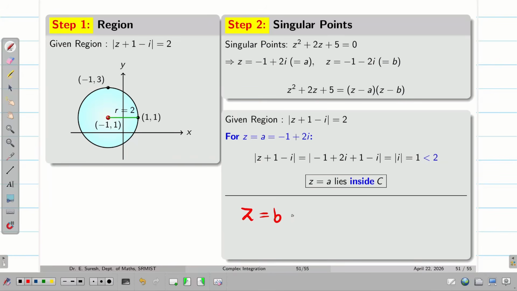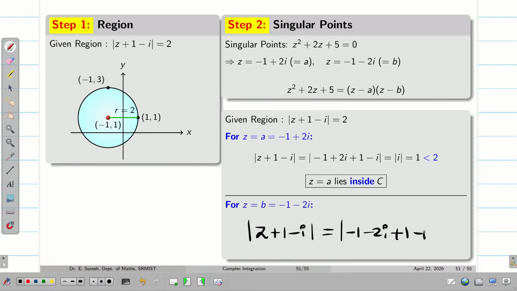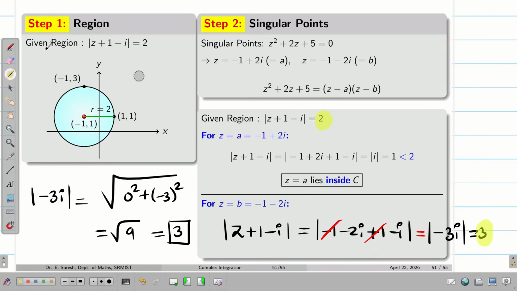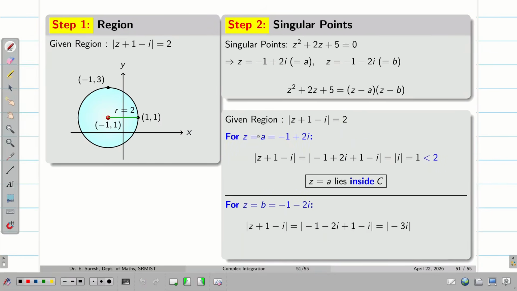Next, z equal to b, minus 1 minus 2i. Substituting the z value in the LHS, we get minus 1 minus 2i plus 1 minus i. Cancelling the minus 1 and plus 1, we get modulus of minus 3i. So modulus of minus 3i is square root of 0 square plus (minus 3) whole square. We get 3 again. Now comparing 3 with the right hand side, it is obvious 3 is greater than 2. So we conclude z equal to b lies outside C.